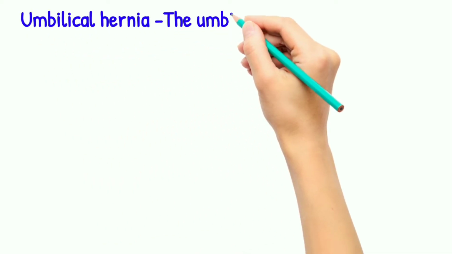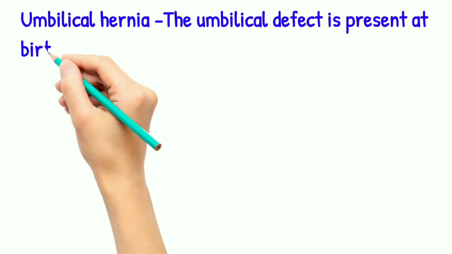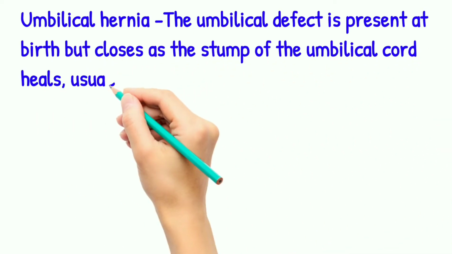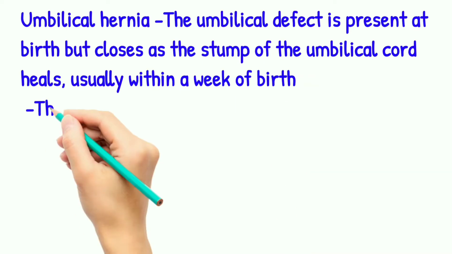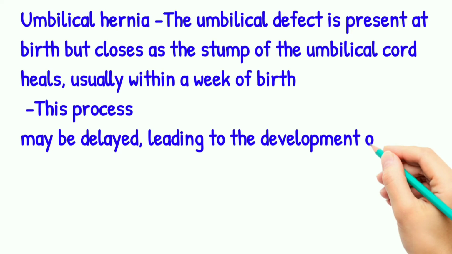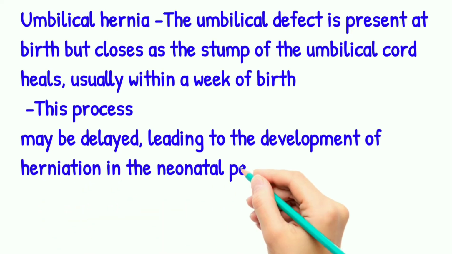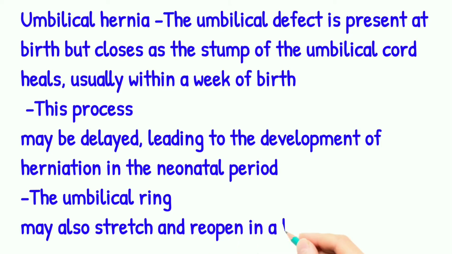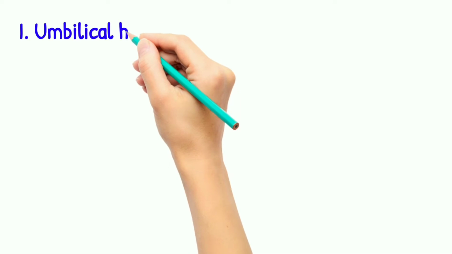Now let's see what is umbilical hernia. The umbilical defect is present at birth but closes as the stump of the umbilical cord heals, usually within a week of birth. This process may be delayed, leading to the development of a herniation in the neonatal period. The umbilical ring may also stretch open in adulthood.